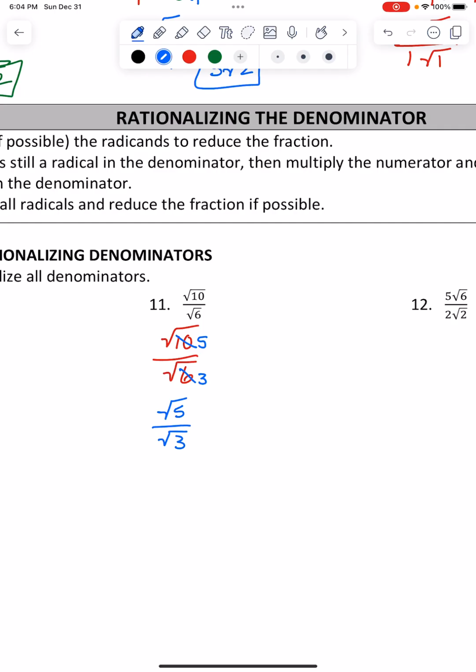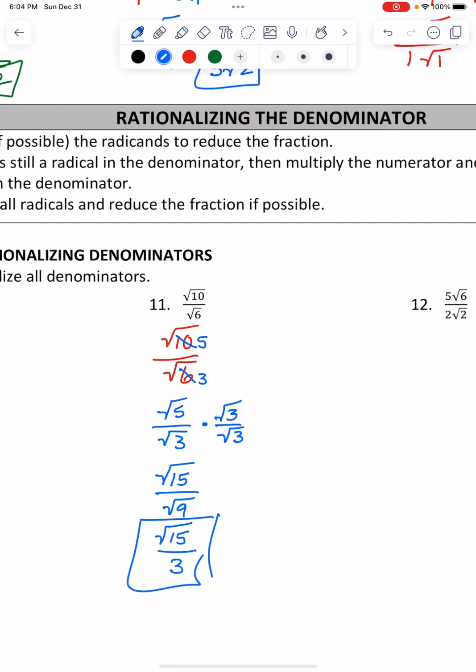And then now we can worry about rationalizing, so we're going to multiply by the radical that's in the denominator. So that would become square root of 15 over square root of 9. Which the square root of 9 is 3. So square root of 15 over 3, okay?